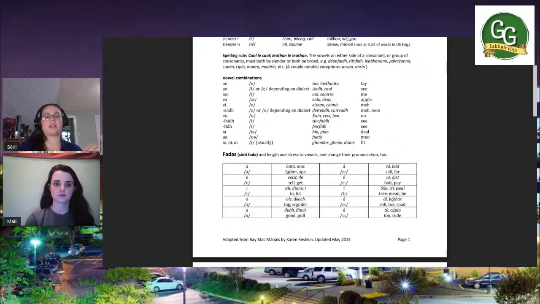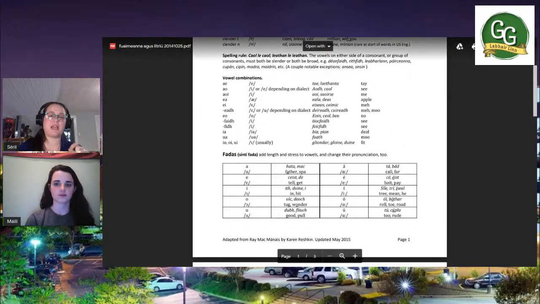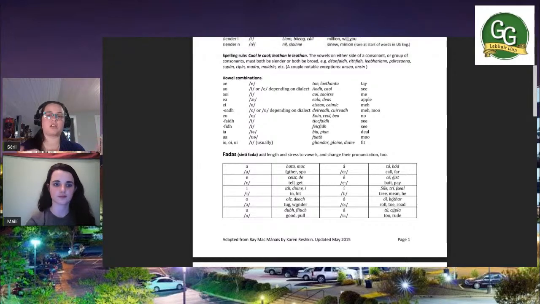So it can be like aid, or kale, or keel. So that CAOL, depending on your dialect, could be kale or keel. And either way, you're going to be understood. So people are going to know what you're saying. So you can just pick one and stick with it.